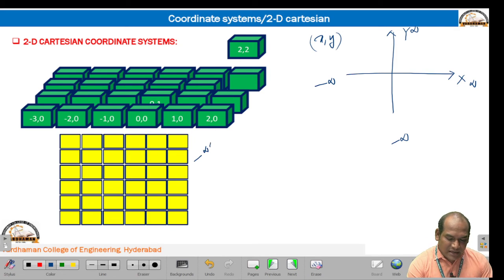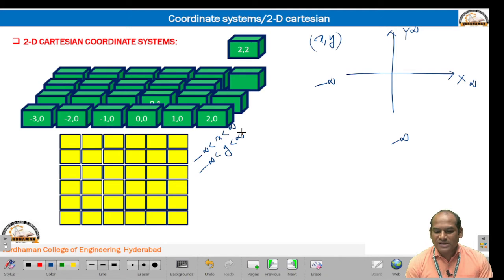I am writing here that the x value is changing from -infinity to +infinity, and the y value is also changing from -infinity to +infinity. For example, I need to locate the point (2, 3). What is the procedure for locating this one? You are already very much familiar with this concept. You might have drawn so many graphs in your previous semesters, but once again I am repeating that one.